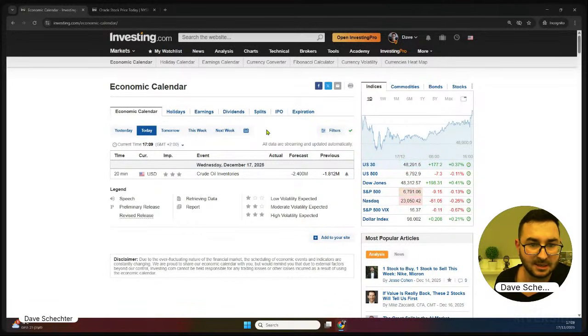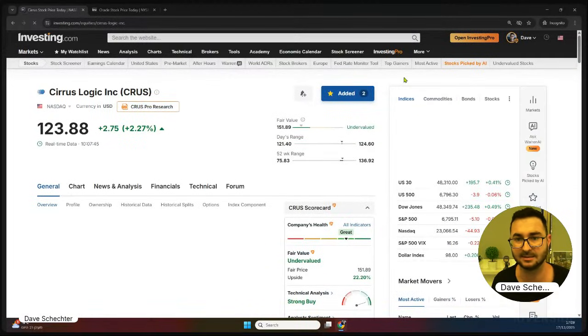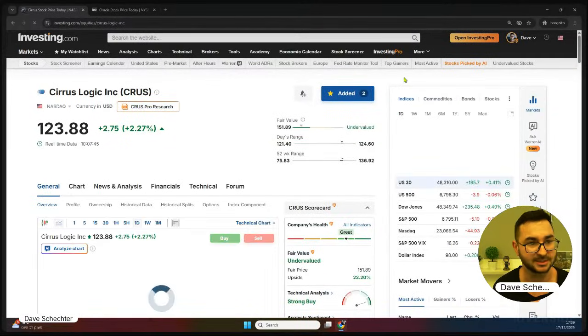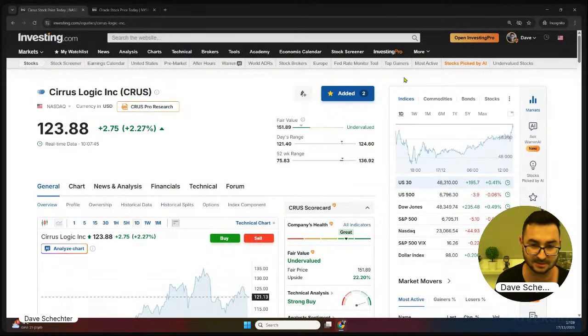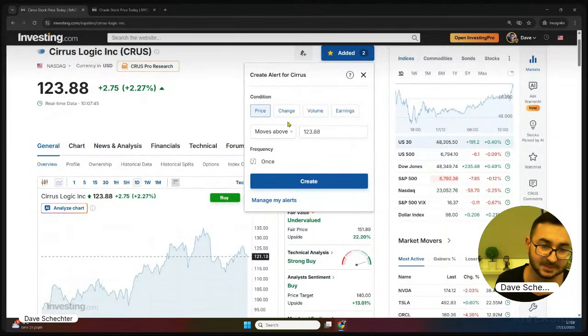While we're on the subject of alerts, why don't we take a look at the other types of alerts that I can set. We're going to use our trusty example of Cirrus Logic. As a disclaimer, I have not made any positions in Cirrus Logic in the past 72 hours. This is purely for demonstrative purposes. If I want to set a price alert or any type of alert for any equity, I can just click on the bell icon here. And here I have four different types of alerts that I can set. I can set by price, whether it moves above or below a certain price that I dictate.